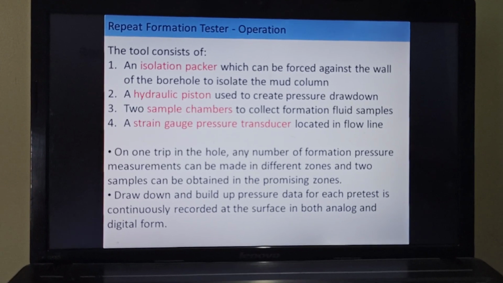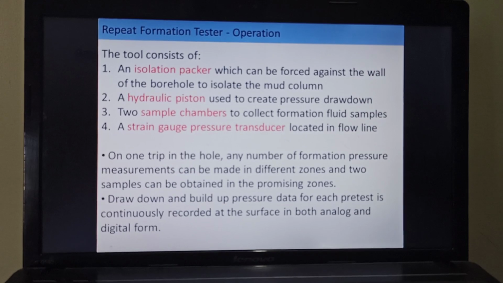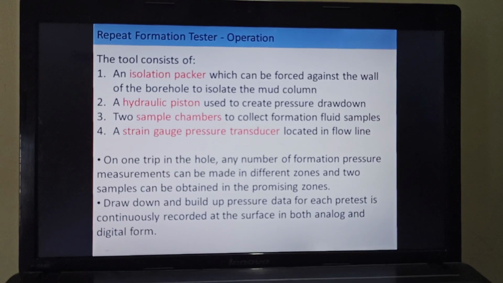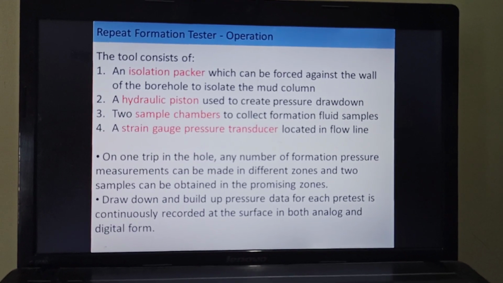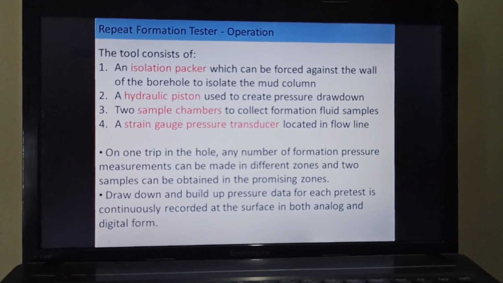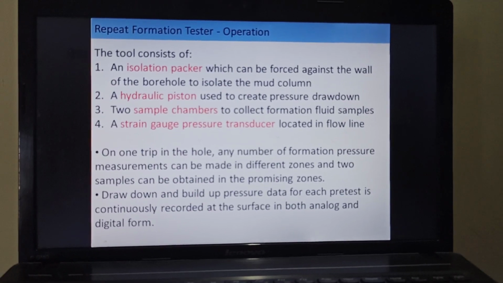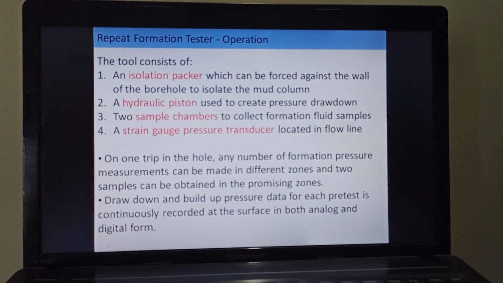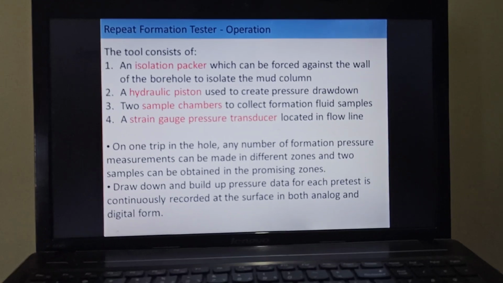Now coming to the RFT tool, it basically consists of four components. First is the isolation packer, which is used to isolate the mud column. Second is the hydraulic piston, which is used to create the pressure drawdown. Third is the sample chambers, which are used to collect formation fluid samples. And the last is the strain gauge pressure transducer, which is located in the flow line and is used to record the pressure. Drawdown and build-up pressure data for each pretest is continuously recorded at the surface in both analog and digital form.